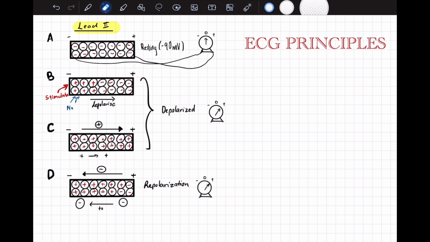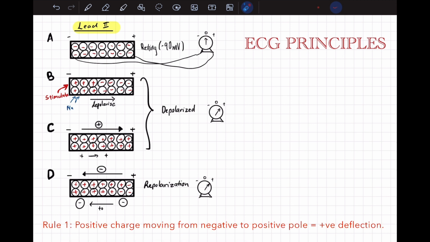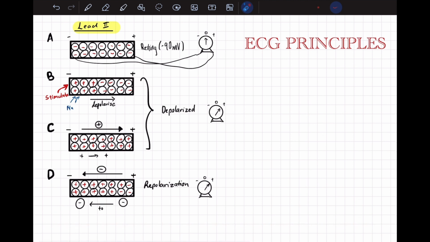Now look at diagram C. When one end of the muscle or the lead is stimulated, the depolarization will pass on to its neighbors towards the positive pole, and this will cause a positive deflection on the galvanometer, hence a positive deflection on the ECG as well. So rule number 1, a positive charge moving from a negative pole to a positive pole will cause a positive deflection. Now let's look at diagram D.